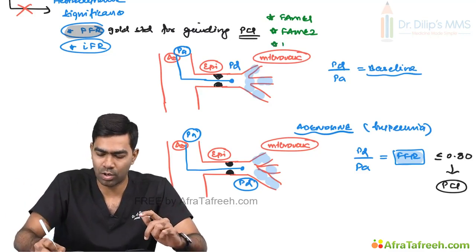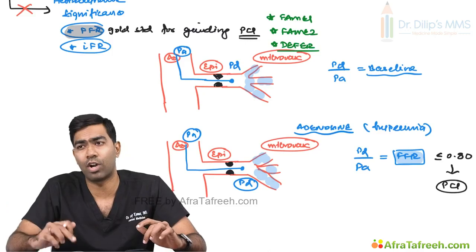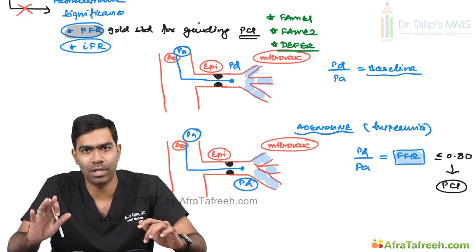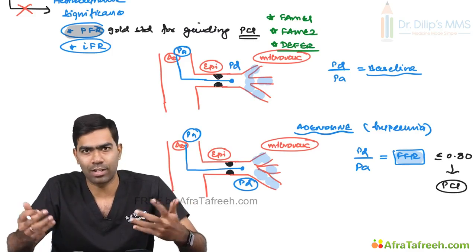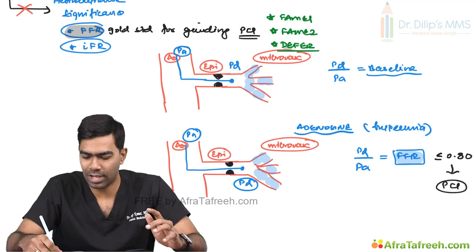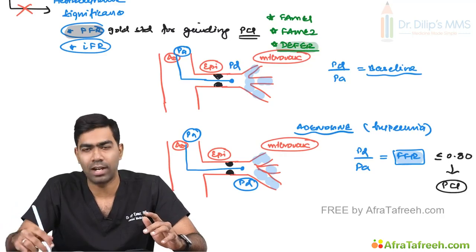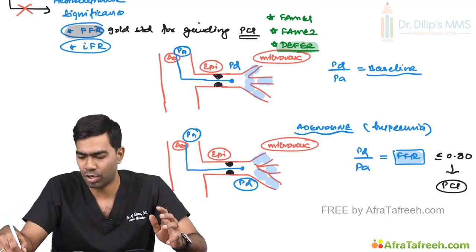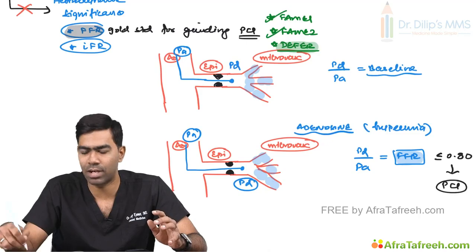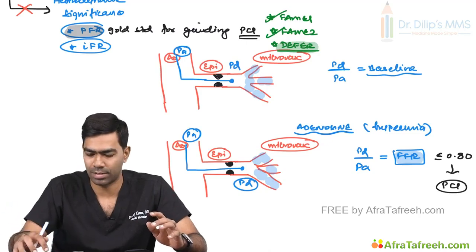And there is an old trial called the DEFER trial. In fact, the DEFER trial is the first trial which proved that not all angiographically significant lesions should be taken for PCI. So that's why that also should be mentioned here. The DEFER trial is one of the very old trials and used a cutoff of 75%, that is 0.75. But FAME 1 and 2 clearly proved that 80% is a much better cutoff compared to 75%.